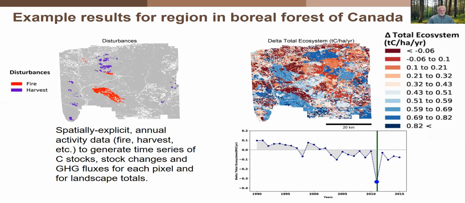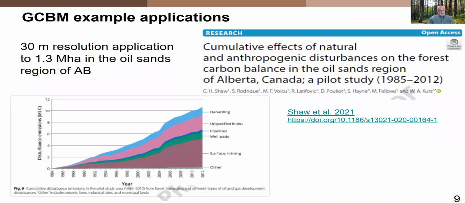And in the bottom graph, you see the summary for that map, and you see the carbon stock increases in some years, but then progressively more losses, and particularly in 2011, where we had that big fire event in this landscape. So this kind of system now allows us to do all sorts of analyses. And I'll just give a few example applications.